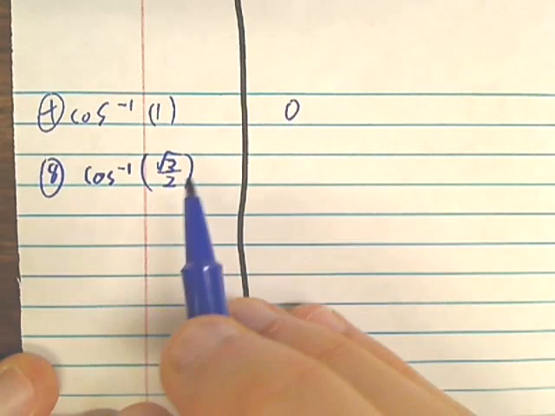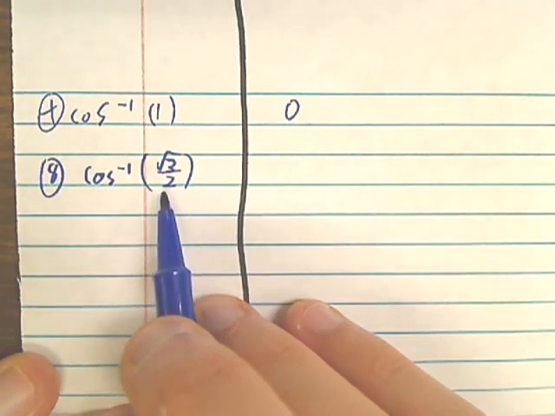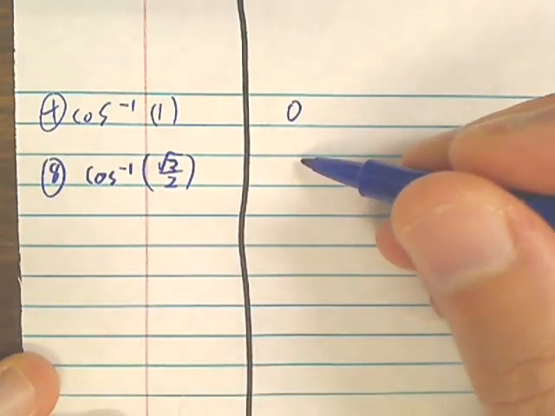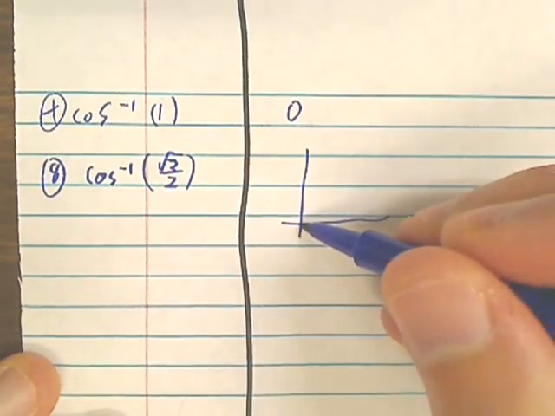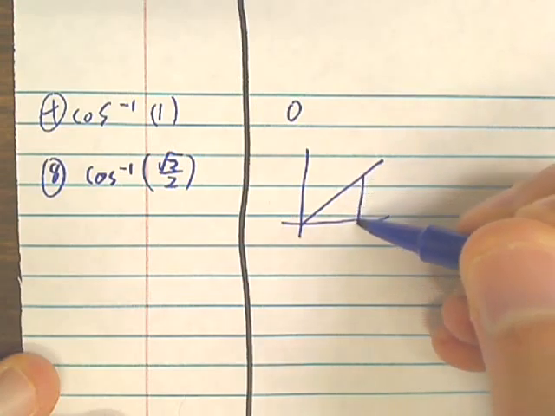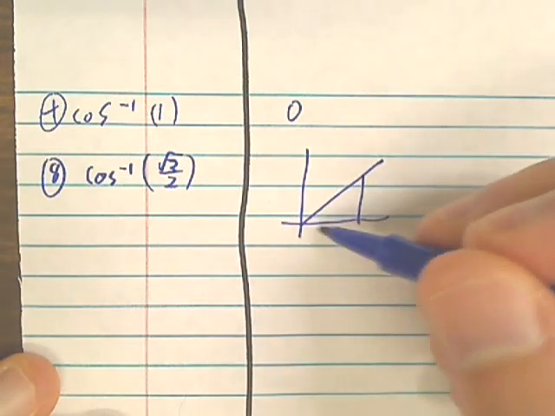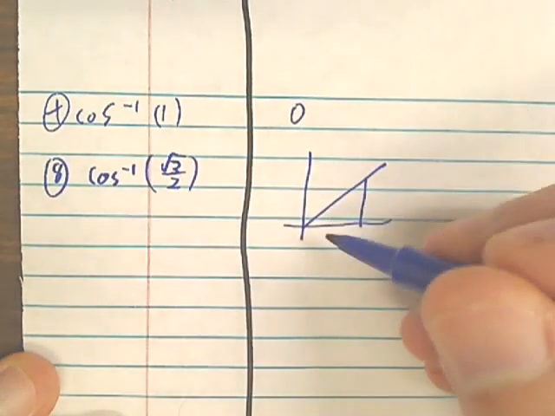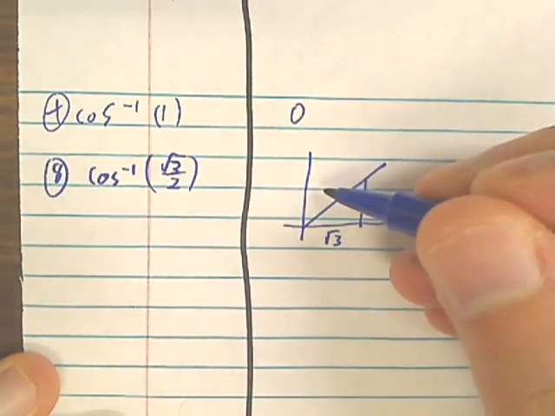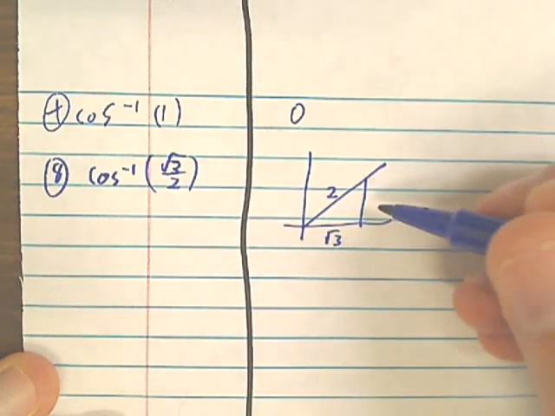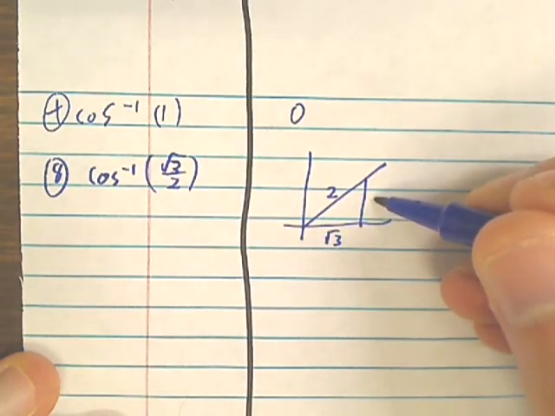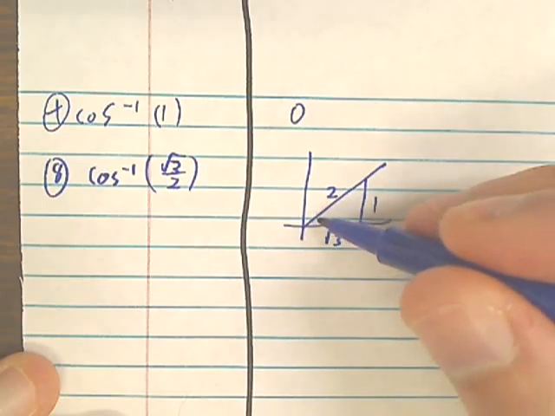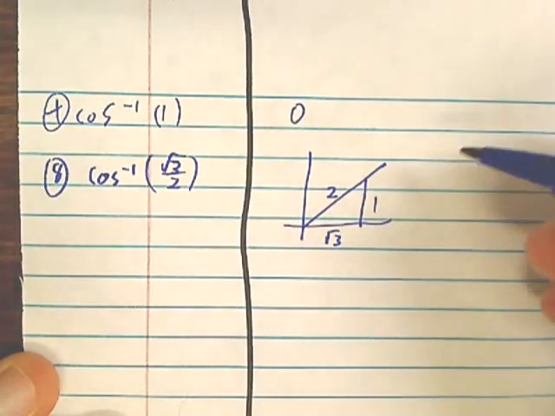Okay, we're back. The value is positive, so we're going to be in the first quadrant. Always draw your triangle to the x-axis. Cosine is adjacent over hypotenuse, so adjacent is square root 3, hypotenuse is 2. If this is not a fraction, if it's a whole number, just put it over 1. So what is the angle there? Well, that's 30 degrees or pi over 6.